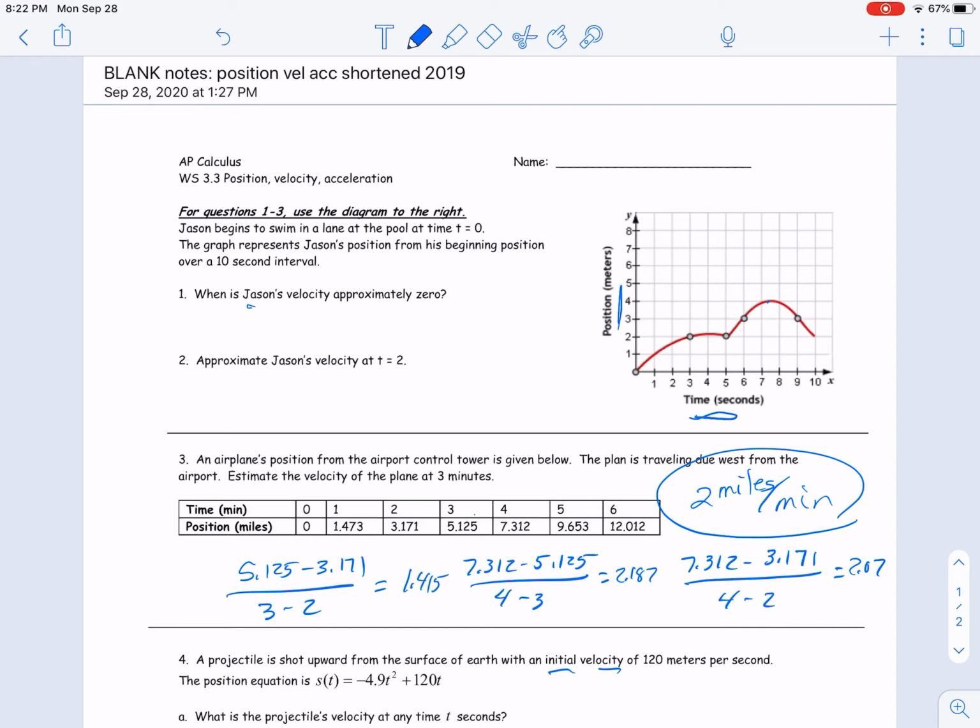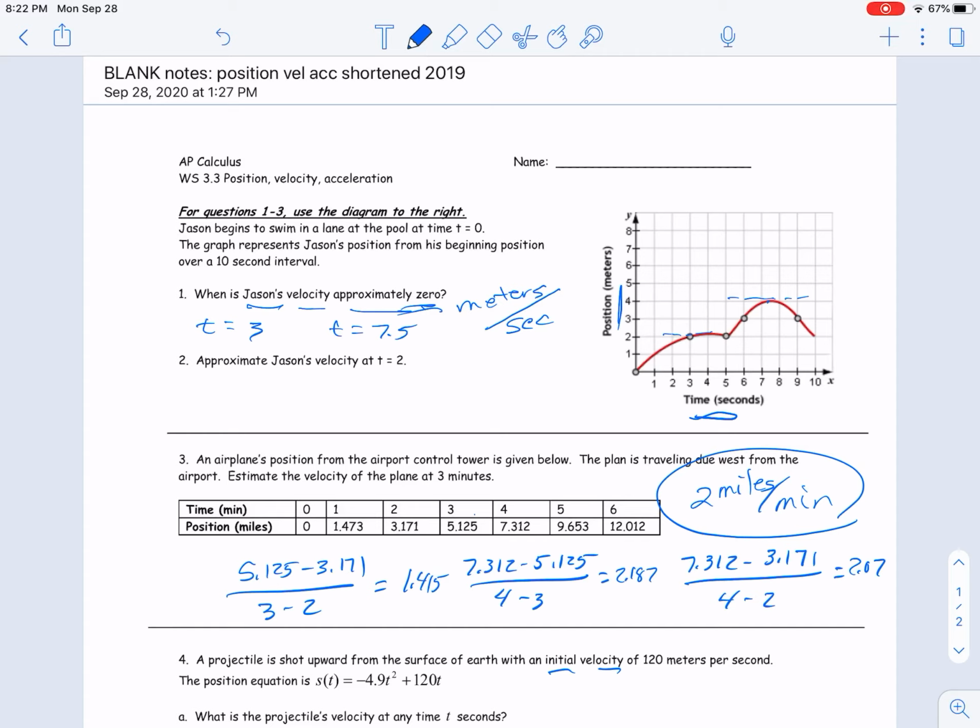And they're asking you when Jason's velocity is approximately 0. Now velocity, remember, in this case is going to be meters per second. And if it's 0, it means you have a horizontal line. So my guess would be at t equals 3 and at t equals 7.5. That's just an eyeball, okay?